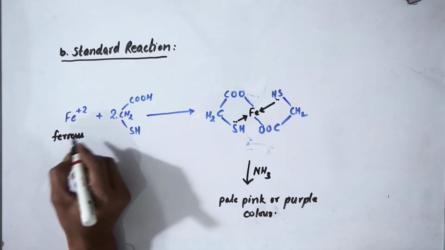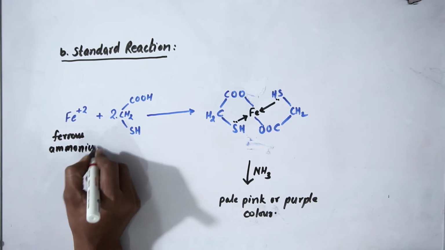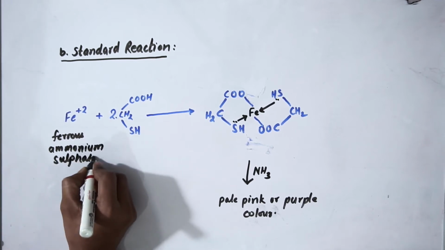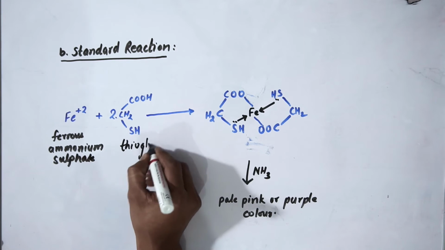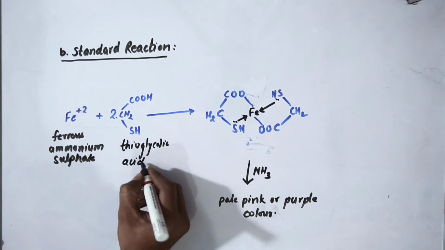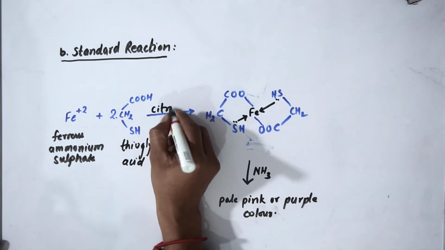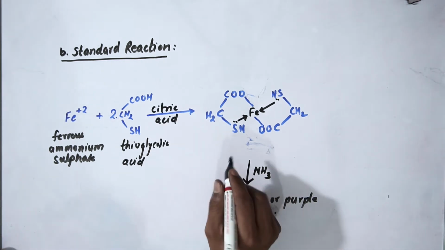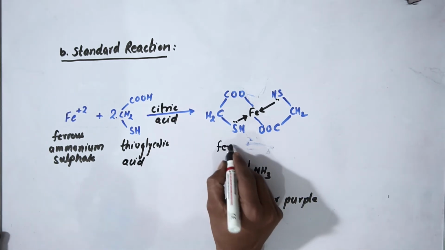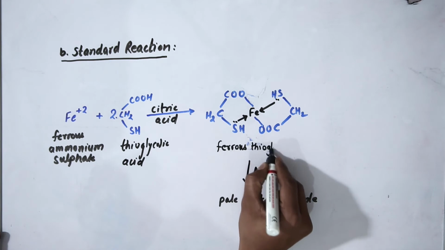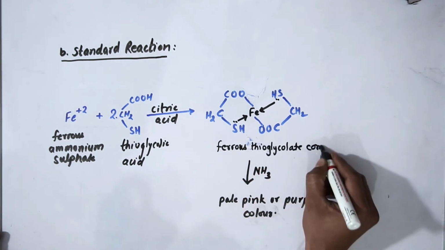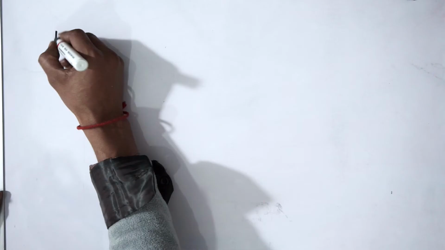Now we'll write the name in words. So this is ferrous ammonium sulfate, this is thioglycolic acid in presence of citric acid, here citric acid will be there, and this is ferrous thioglycolate complex. Okay, here already ammonia is there. Now we will write the notes.